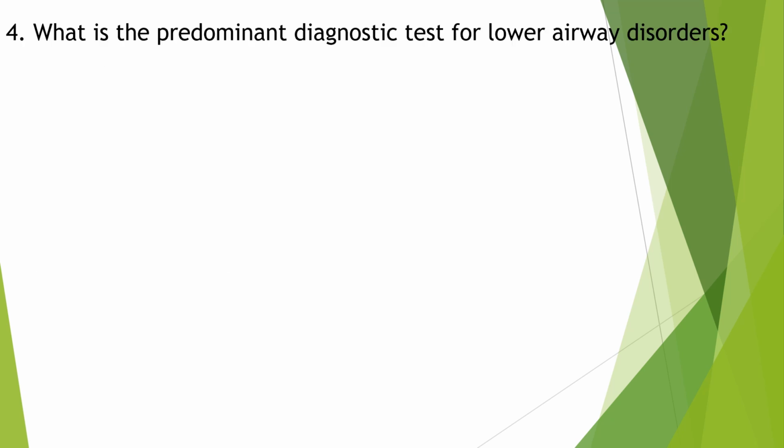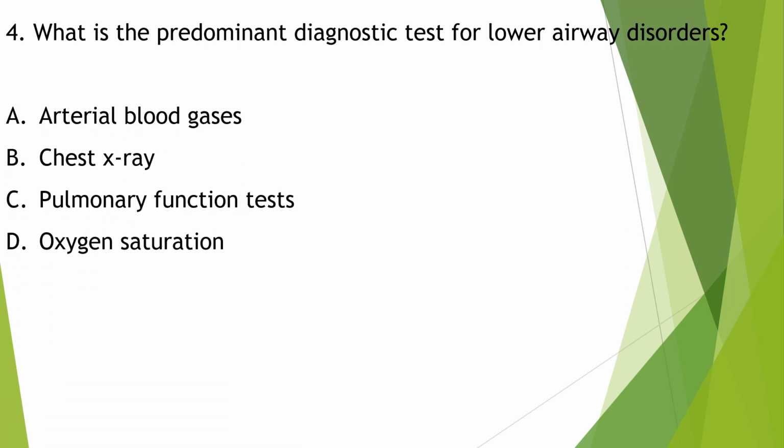What is the predominant diagnostic test for lower airway disorders? ABG, chest X-ray, pulmonary function test, oxygen saturation. Here the question is the diagnostic test for lower airway disorders. The pulmonary function test assesses the airway movement. That is the diagnostic test for lower airway disorders. ABG and oxygen saturation are not diagnostic tests; they help in assessment only. And the chest X-ray identifies the pulmonary lesions or consolidations.